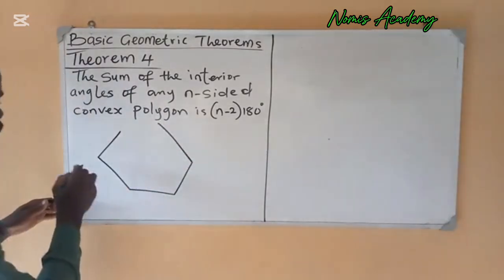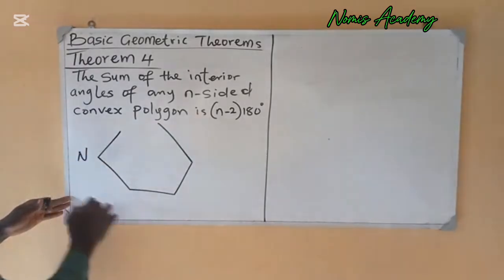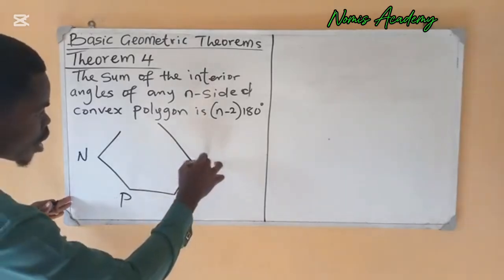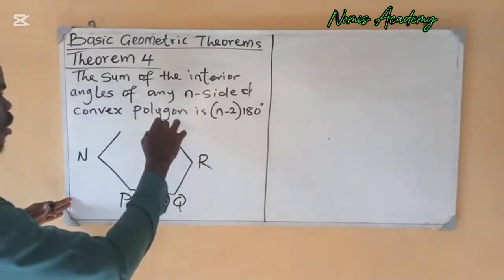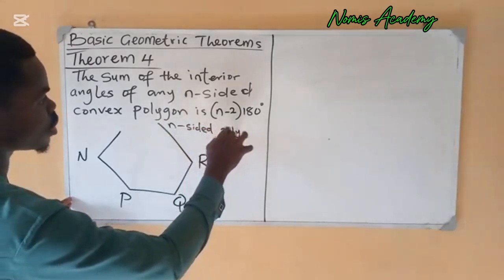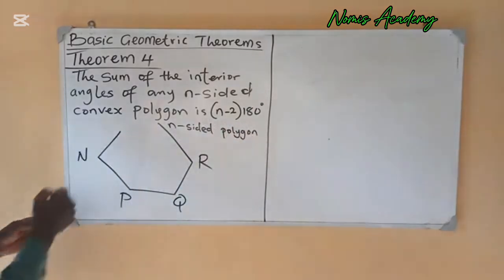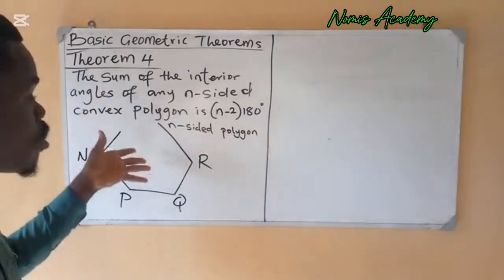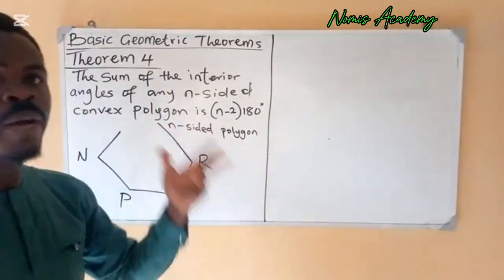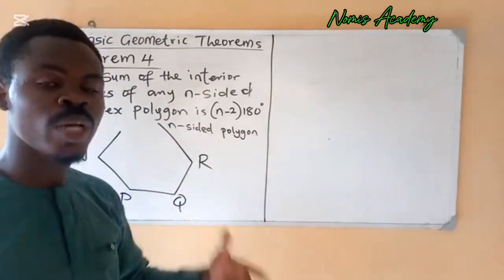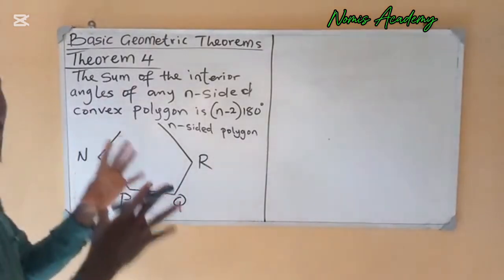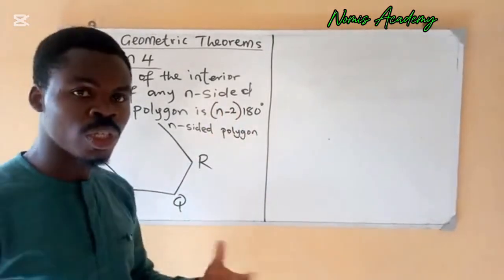Okay, so we call here N, P, Q, R, and this is an n-sided polygon. The reason why we didn't close the polygon is that we can use this theorem to explain any of the polygons. Of course, you know the polygons: we have triangle, any of the quadrilaterals, pentagon, hexagon, heptagon, octagon, and the rest. So we can use this theorem to prove any of those polygons I just mentioned.